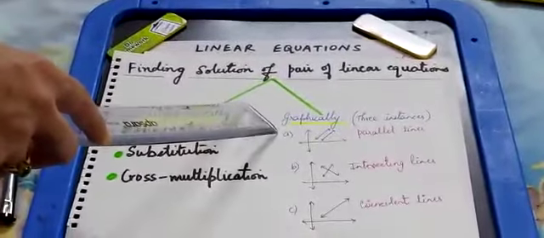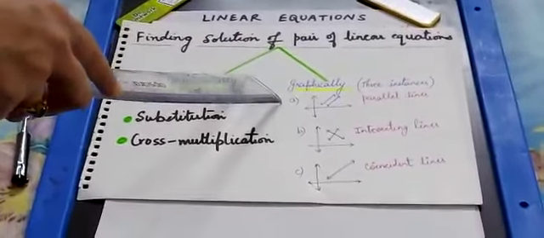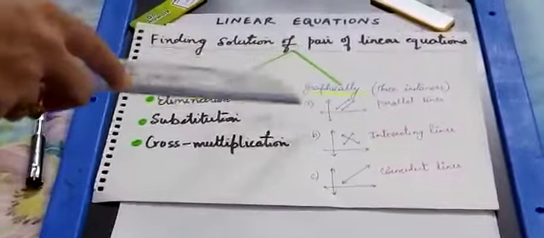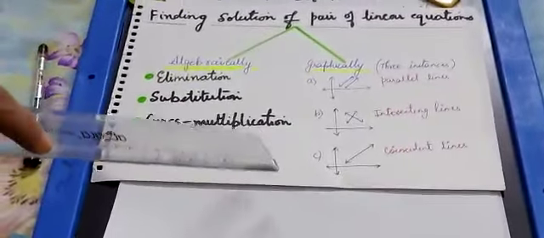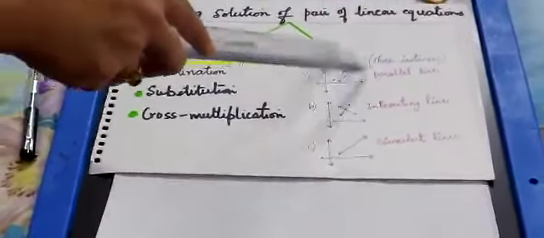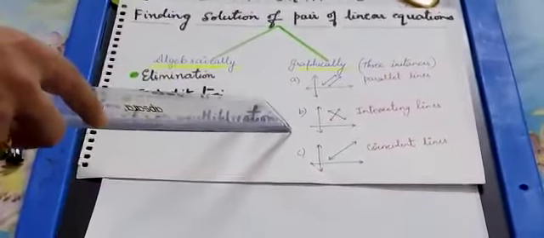Another way of finding the solution is graphically. There are three types of graphs you may find in this chapter. In one graph, you might get a set of parallel lines. In another graph, you might get a set of intersecting lines. And in one, you can find coincident lines.